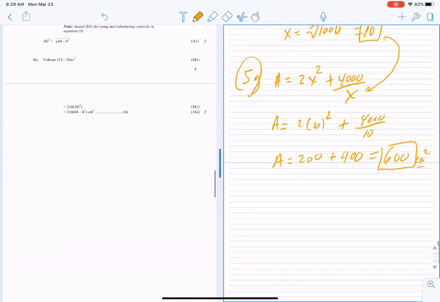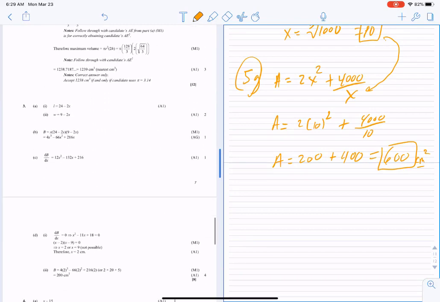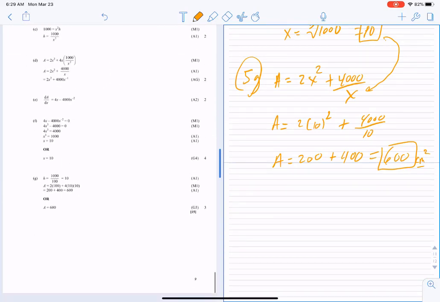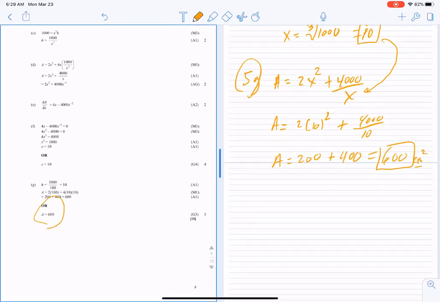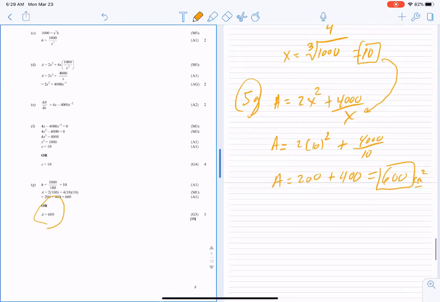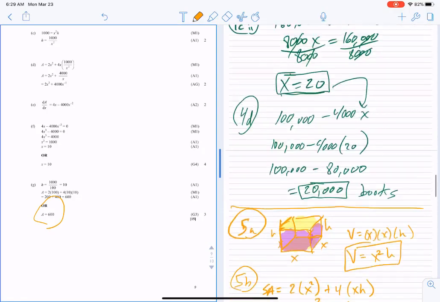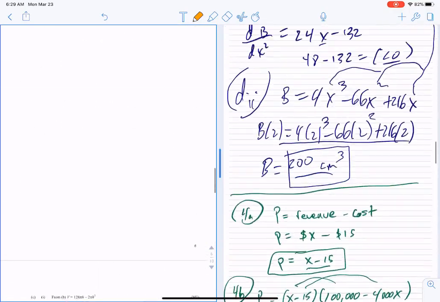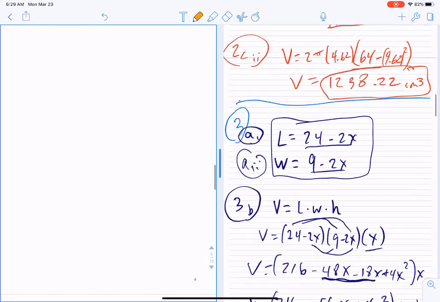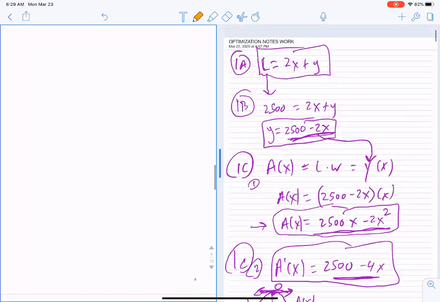Now, as you can tell, all the answers are at the end of this paper. I just left them on there. And you can see that the answer they got here is 600, and that's what I got here. So I'm just working out all the problems for you. And these are optimization problems. They're not very difficult. They just take a little bit of patience, but no big deal.